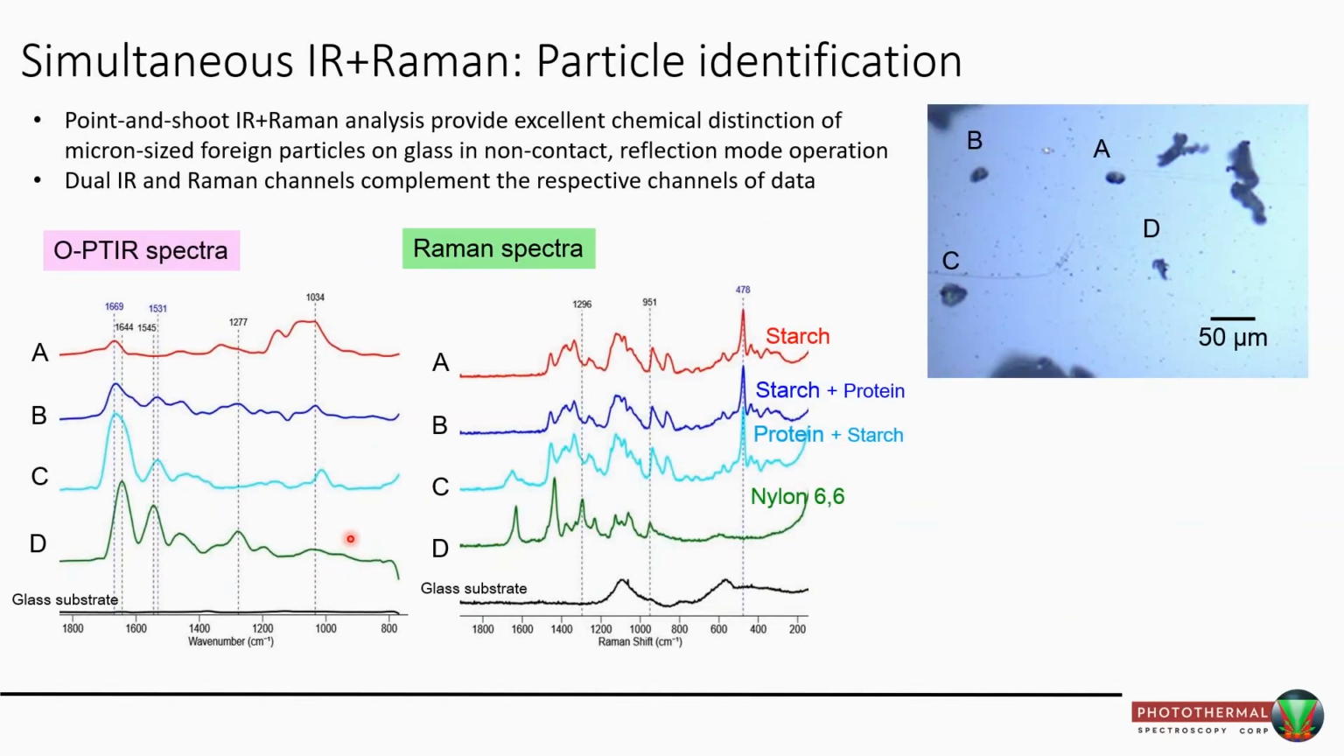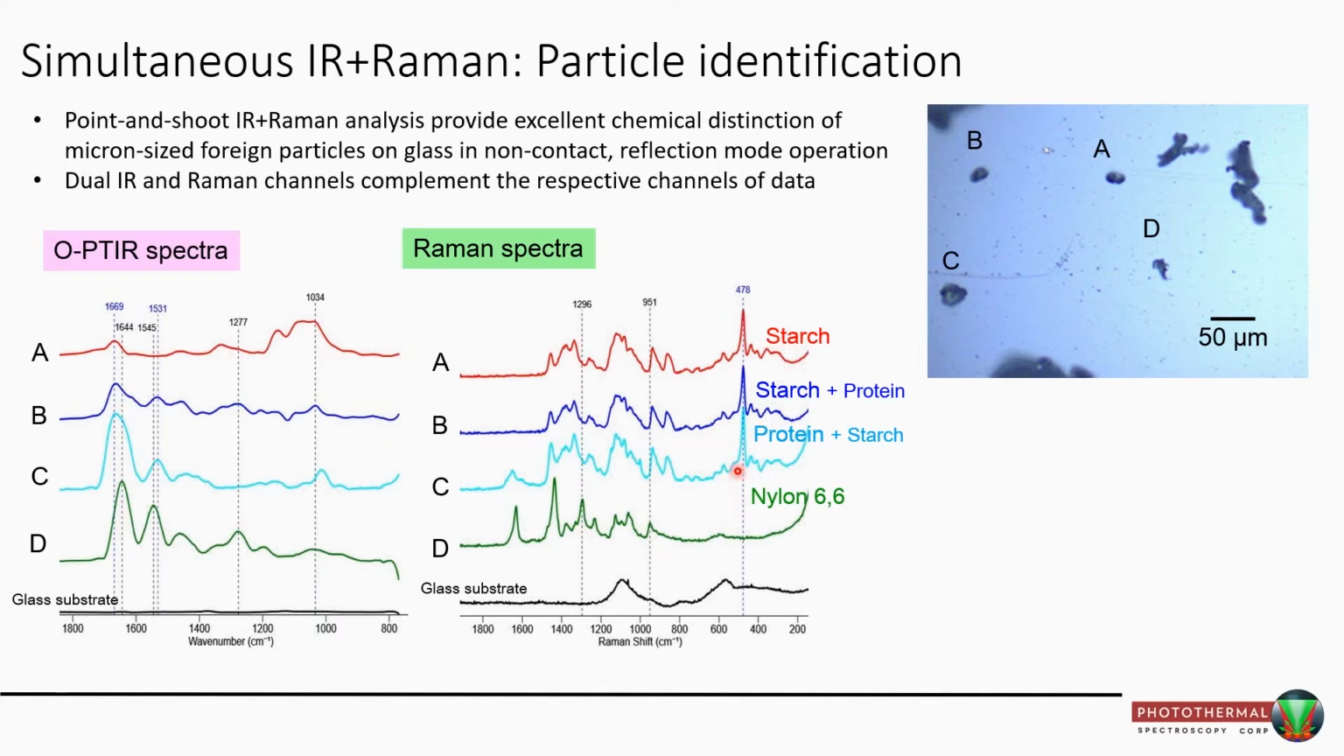and in the Raman. Also, another example here of other types of particles measured at points A, B, C, and D. These spectra are collected simultaneously, the IR and Raman. The A is clearly a strong starch component. B, we see has some starch and protein, some more protein in C, and then D is purely nylon. So you can see, even though they look similar, it's got the characteristic sharpness of nylon.